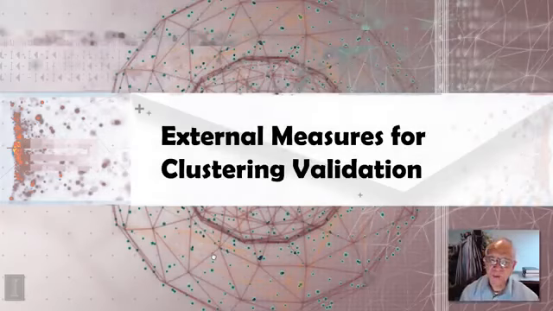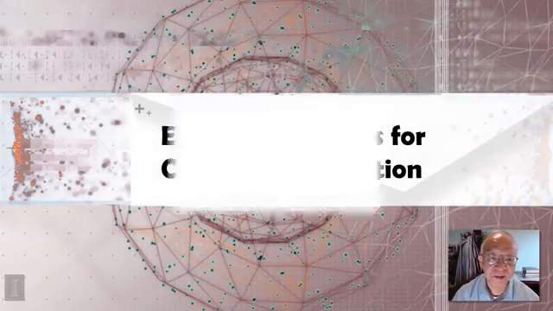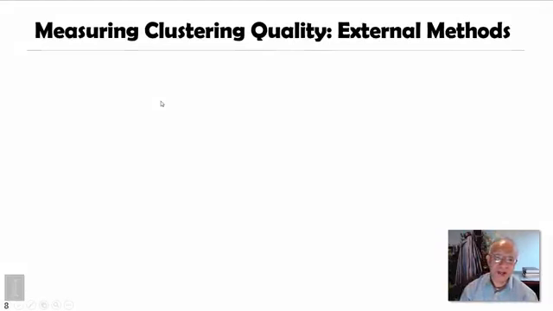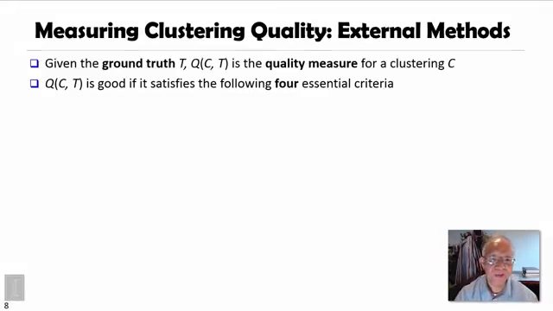In this session, we will give a general introduction on external measures for clustering validation. We know clustering is unsupervised, in the sense that we really want to use some good judgment. External methods give some expert knowledge or some prior truths. To that extent, we call these the ground truth T. So given ground truth T, we want to measure the quality of clustering C. We use the quality measure Q of C, T.